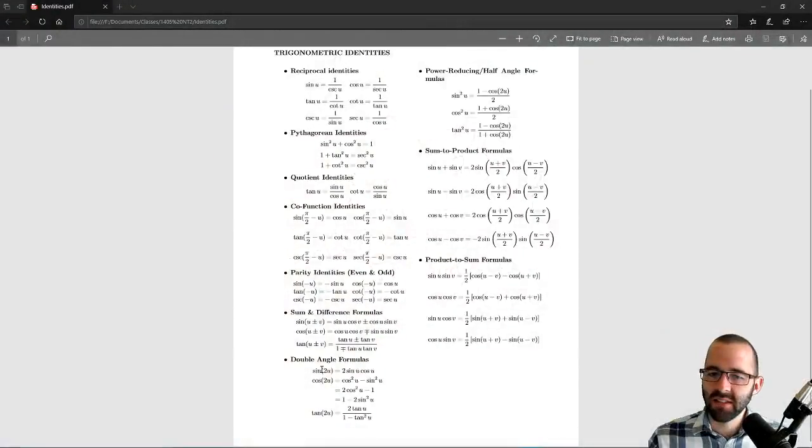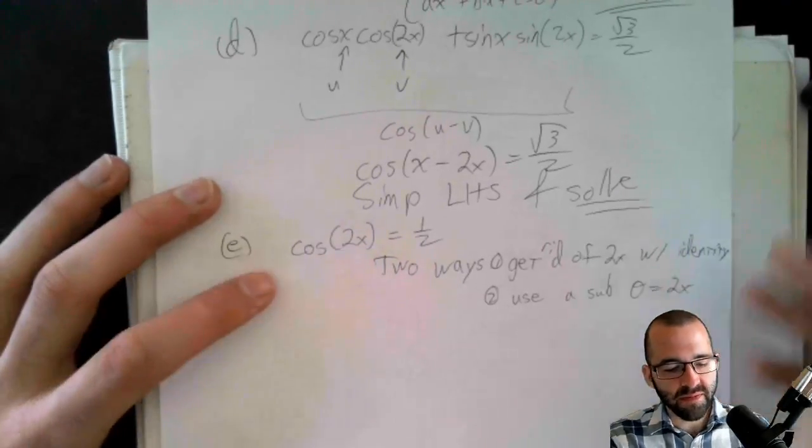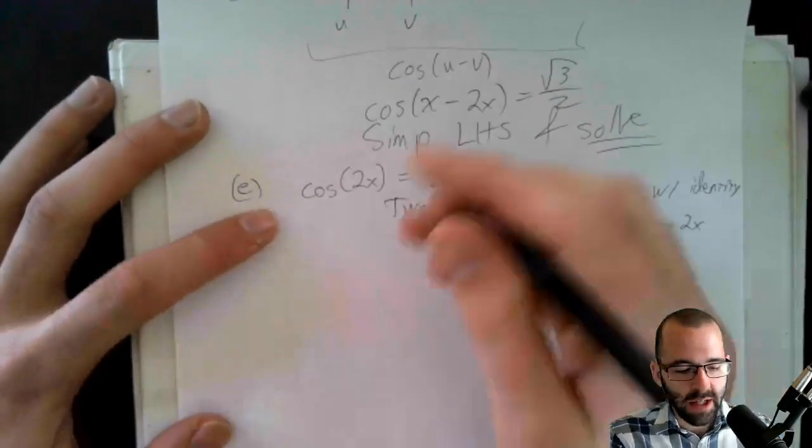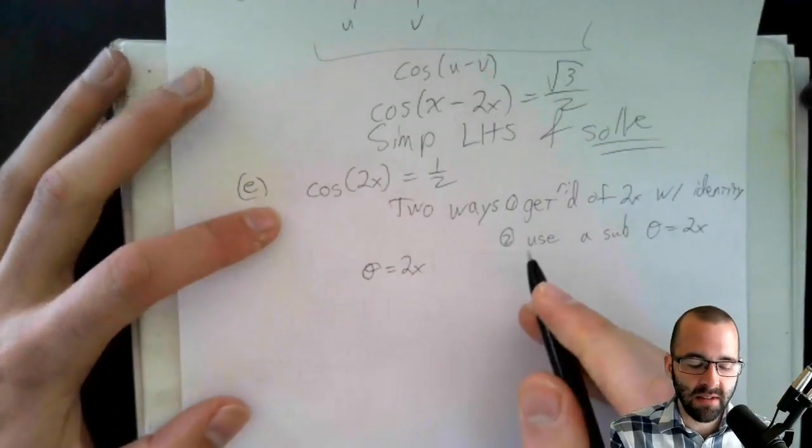Cosine of 2x. You have a choice of any of these. Well, only one of them, this first one will not be helpful. You will not be able to solve it with the first one. So you would have to use these other two to solve it. But I'm going to show you how to solve this with the substitution. All right. So you just say, okay, theta is equal to 2x.